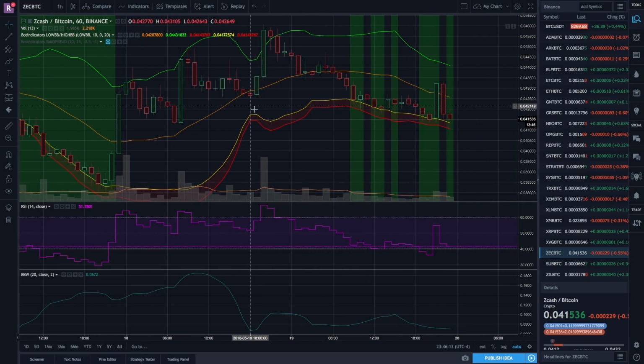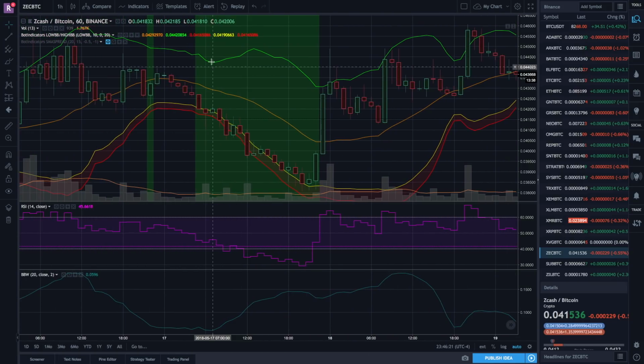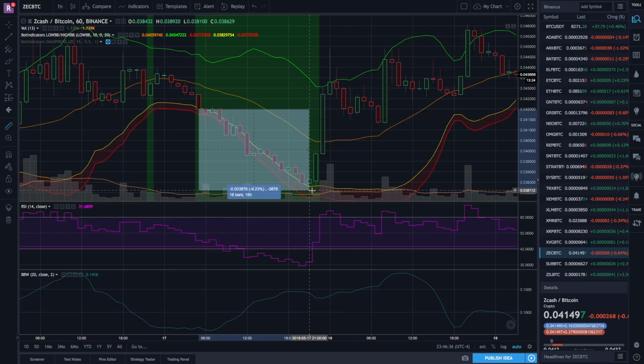And there is another squeeze here, followed by a break up. So you see there's many different ways to read these. And also remember, you see this little squeeze here, break to downside. So the squeeze does not necessarily mean break upward. It could also mean break to downside. In these cases, if you were to buy right about here and then follow it down, it's almost a 10% drop. That's what we were seeing on that dip before it swung back upward.